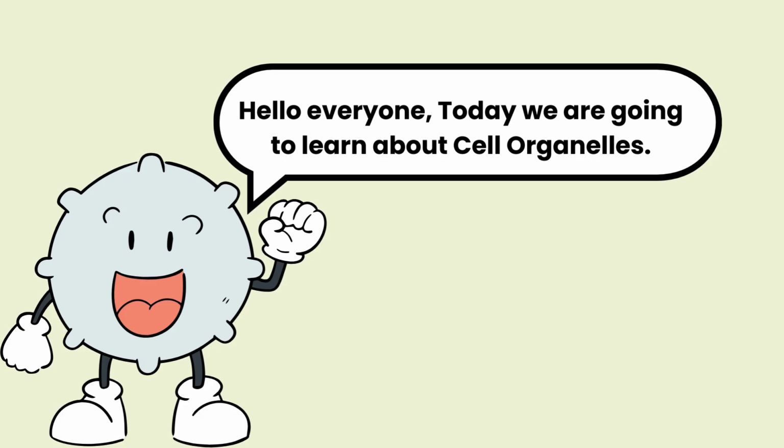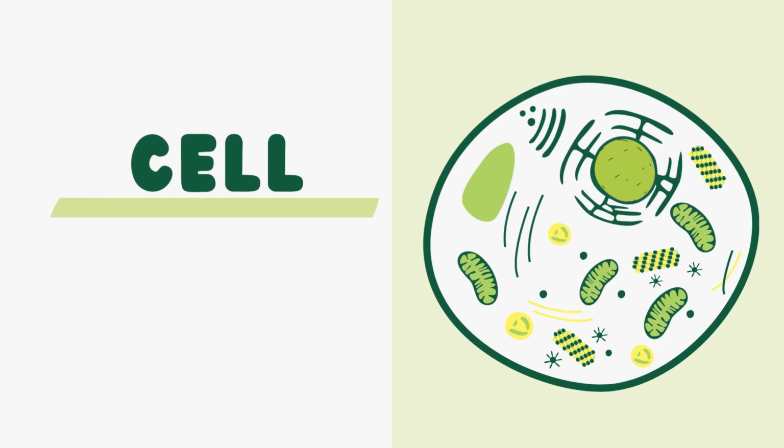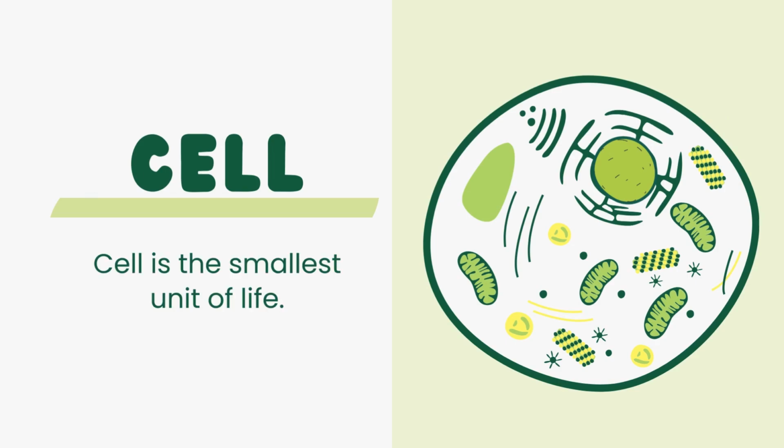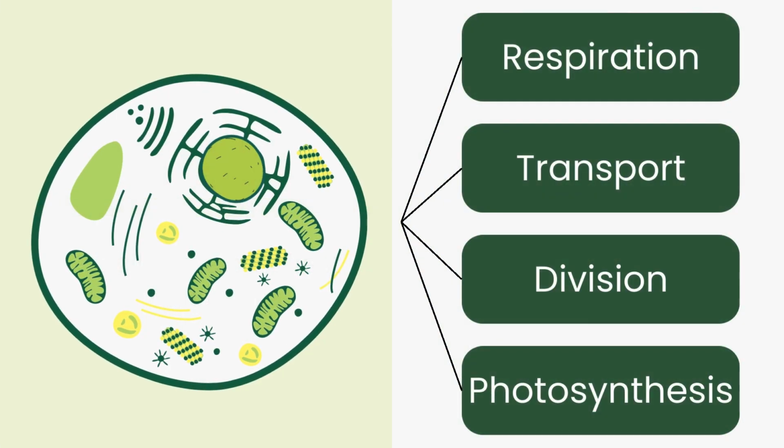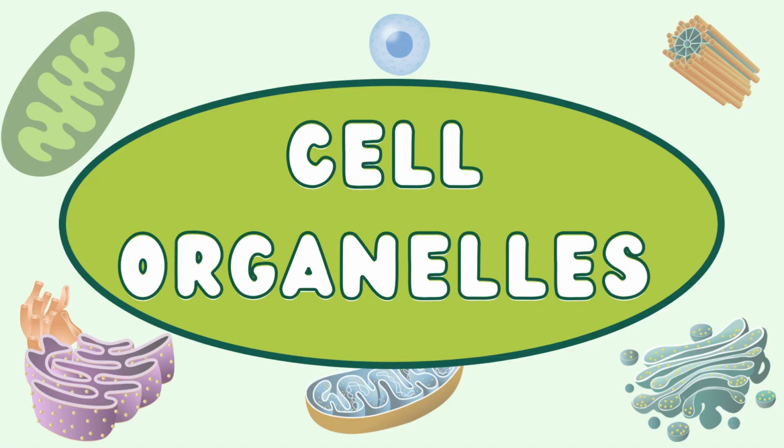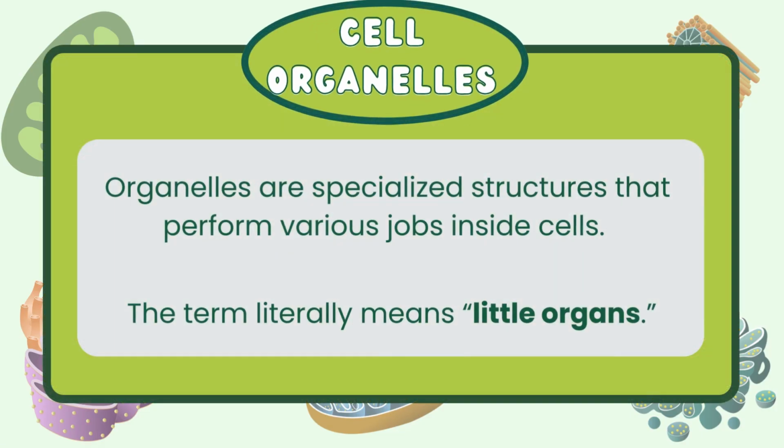Hello everyone, today we are going to learn about cell organelles. We have already seen that cell is the smallest unit of life. Large and complex cells need a lot of chemical activities to support life. To keep these processes separate from each other, the cells use membrane-bound small structures. These are cell organelles. Organelles are specialized structures that perform various jobs inside cells.